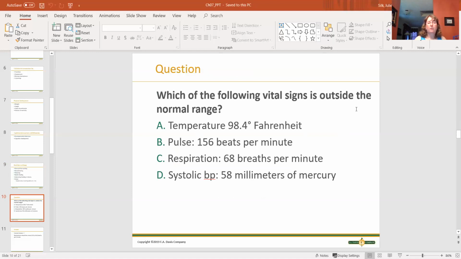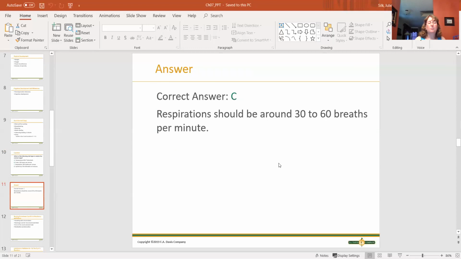Okay, which of the following vital signs is outside the normal range? So your answer is going to be C. Respiration should be around 30 to 60 breaths per minute.